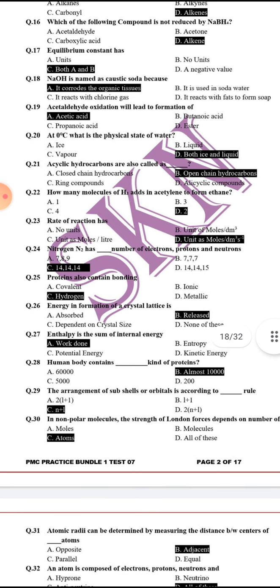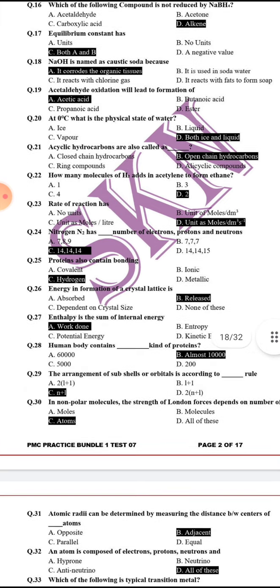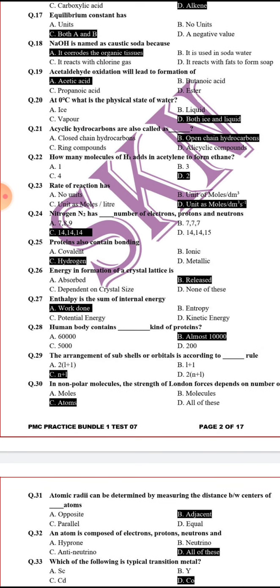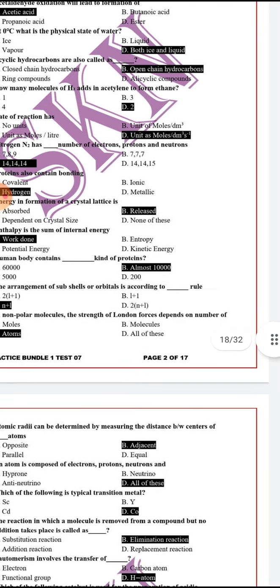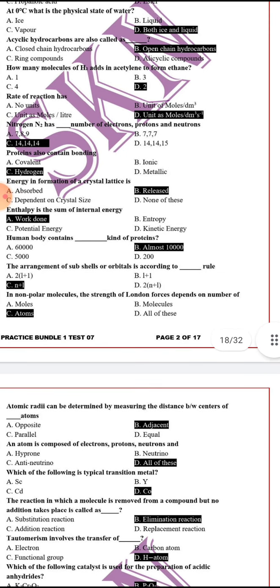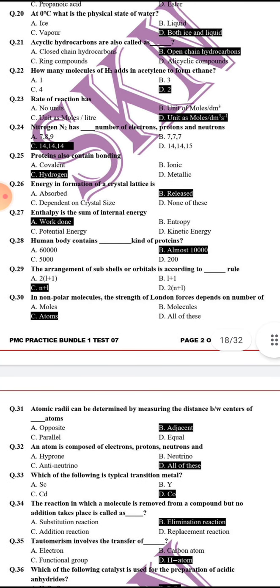The arrangement of subshells or orbitals is according to the n plus l rule. Question number 30. In a non-polar molecule, the strength of London forces depends on the number of atoms. We know that in non-polar molecules, the strength of London forces depends upon the number of atoms.